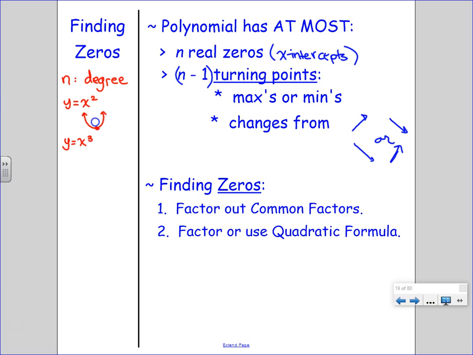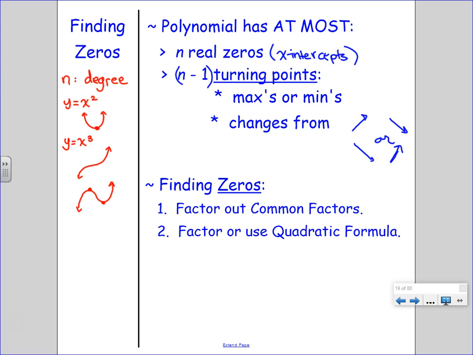Why do I say at most? What if I was to use x cubed? Well, it could have 2, but couldn't it also have none? So it could have none. Or a cubic function could have how many? 2. Up to 2. Does that kind of make sense? So we say at most because a cubic could have up to 2 turning points, or it could have none. Depends on how stretched it is.